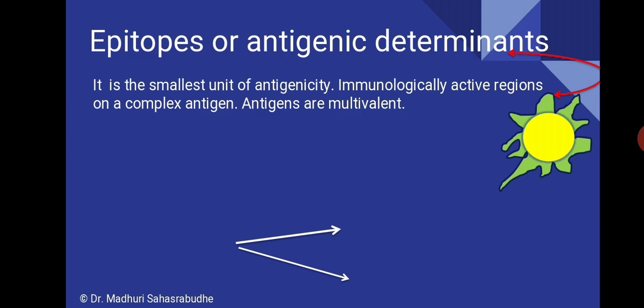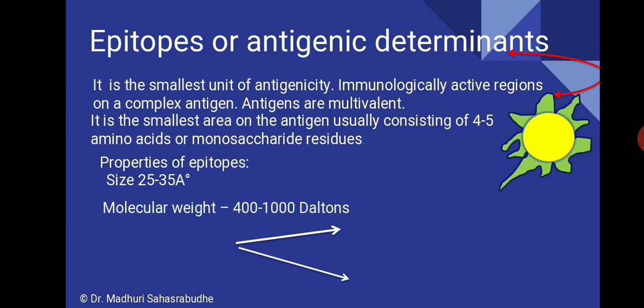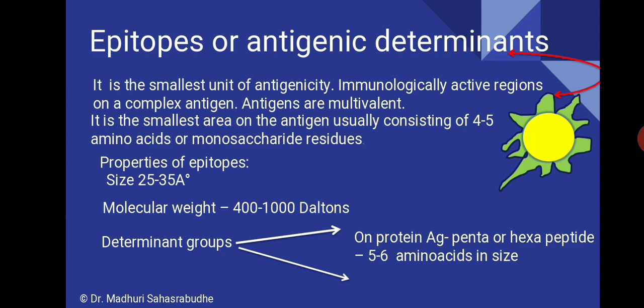They are immunologically active regions on a complex antigen, and antigens are multivalent in nature. It is the smallest area on the antigen, usually consisting of 4 to 5 amino acids or monosaccharide units. The properties of epitopes are size ranging from 25 to 35 angstrom units, molecular weight ranging from 400 to 1000 Daltons. The determinant groups present depend on the type of antigen. For example, in case of protein antigens, the determinant groups may be penta or hexapeptide, that is containing 5 to 6 amino acids. If the antigen is polysaccharide, it may be hexasaccharide in nature.